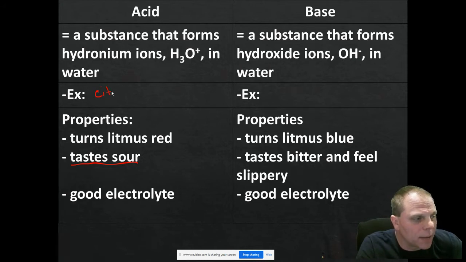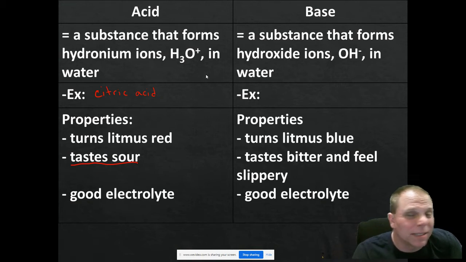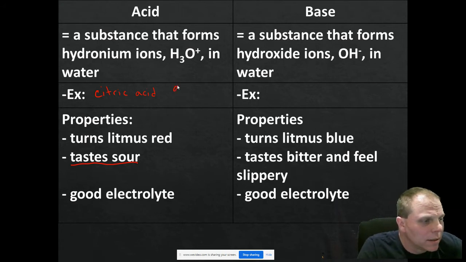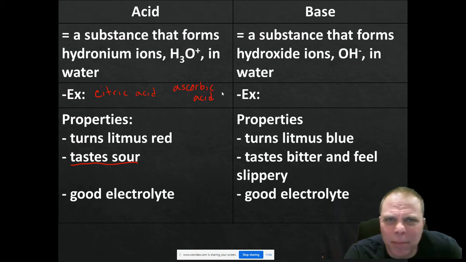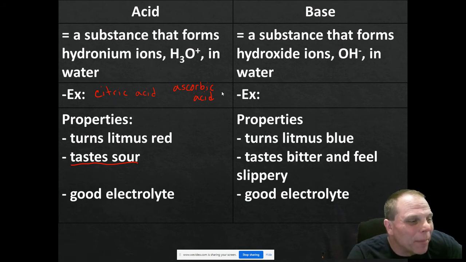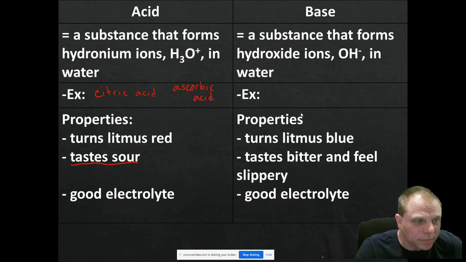There are lots of different types of acid. If you've ever had vitamin C, that is another type of acid. It's called, somehow that doesn't seem right, ascorbic acid. And that's a very sour tasting thing as well, right?